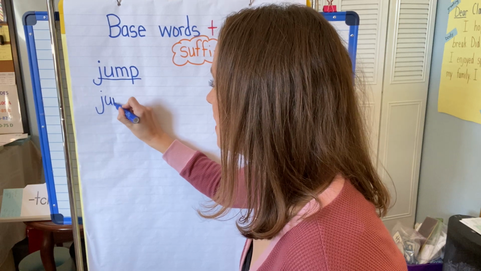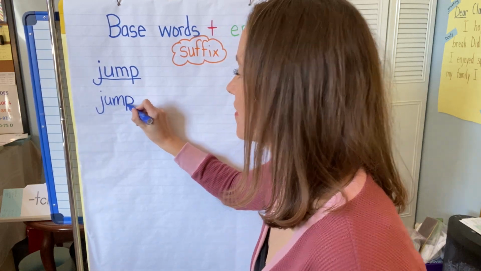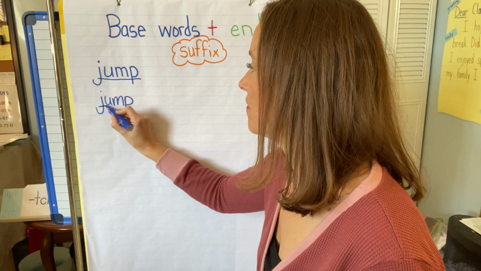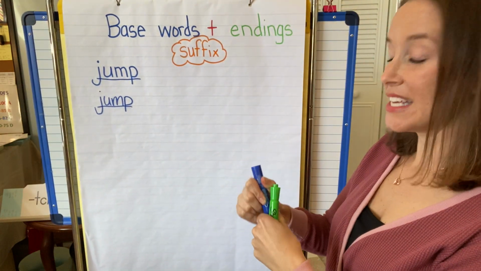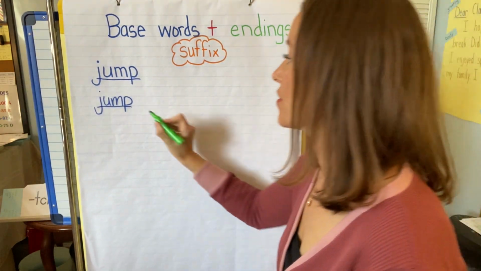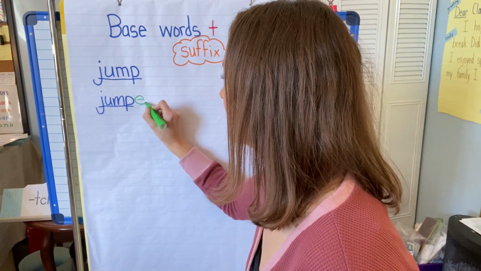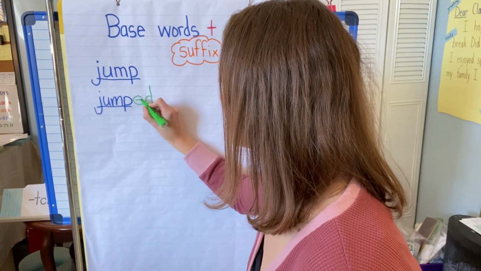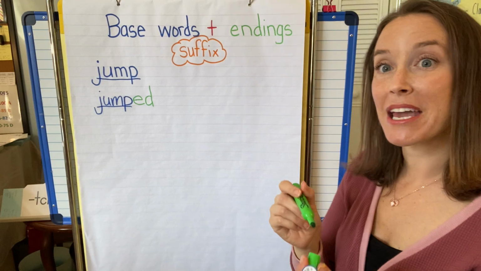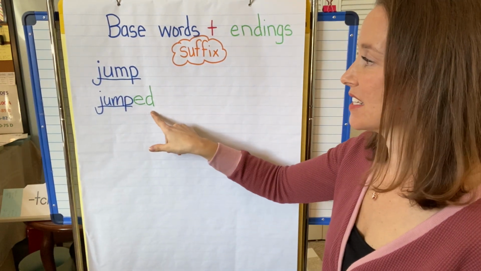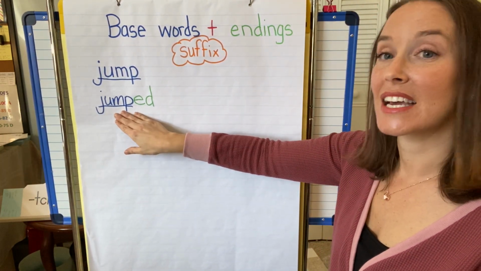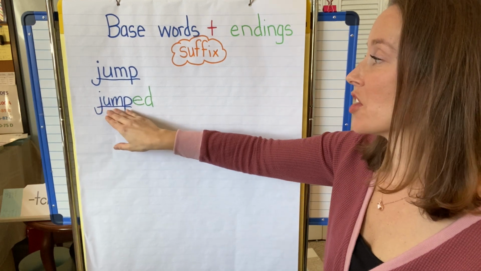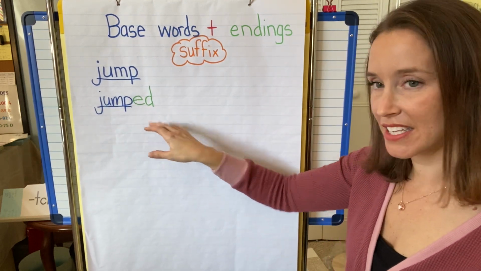So I'm taking my base word jump. Here's my base word, jump. And I'm going to add ed to the end to show that I did it yesterday. Mrs. Bell jumped. Okay, that's my ending. I add the ed. So I have my base word jump, and to say I did it yesterday, I'm going to say yesterday I jumped, and I add the ed.